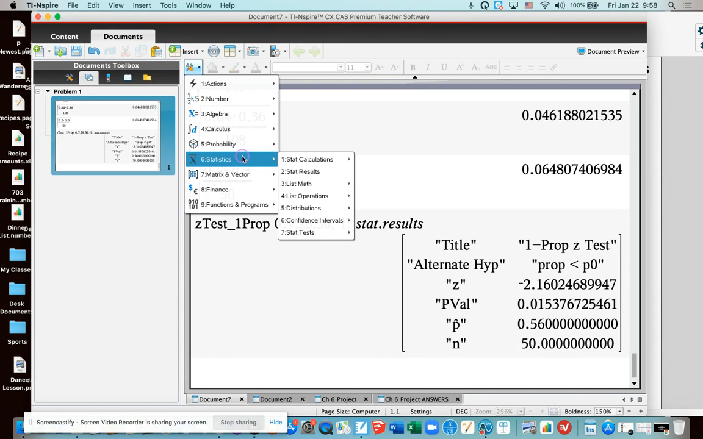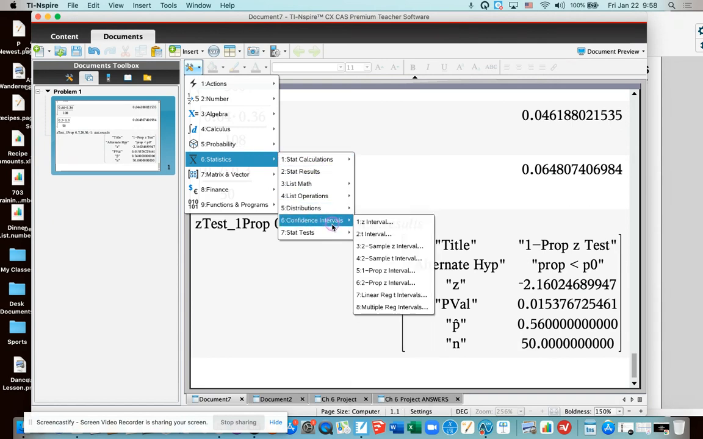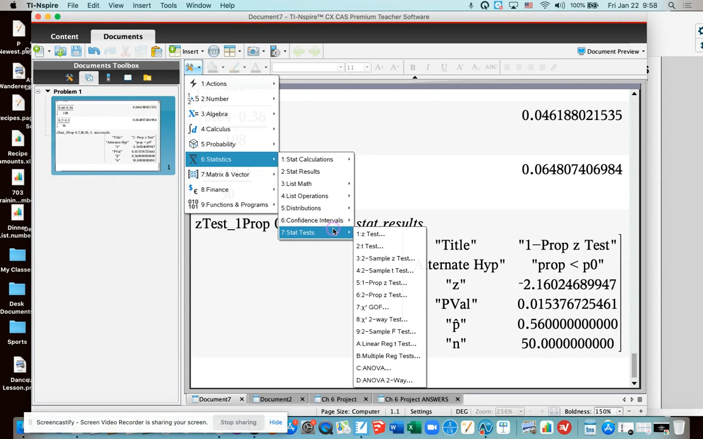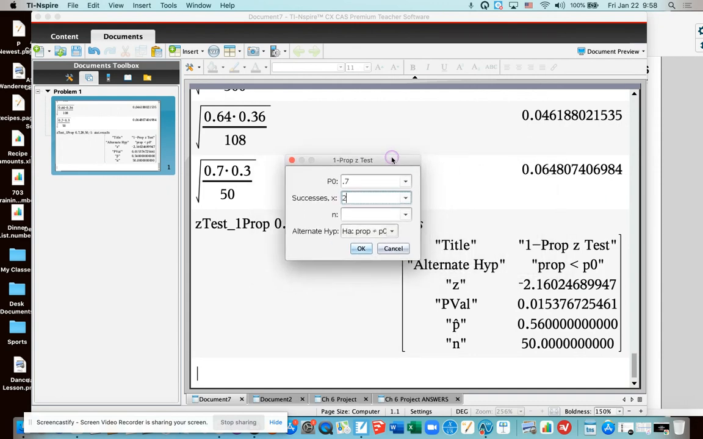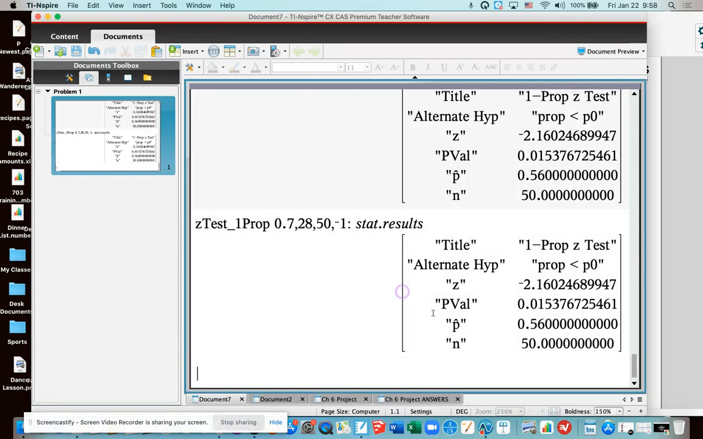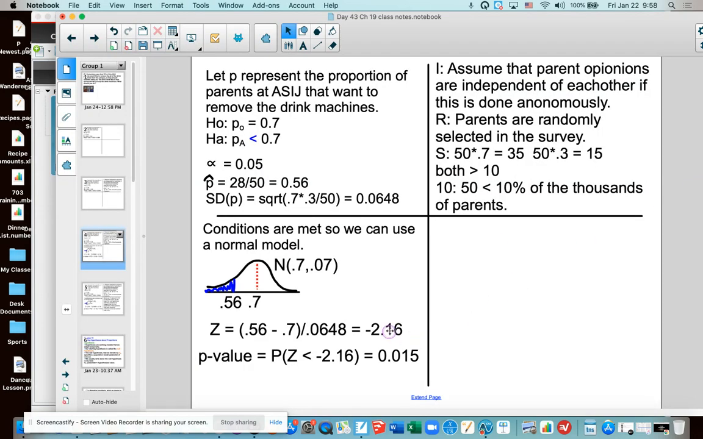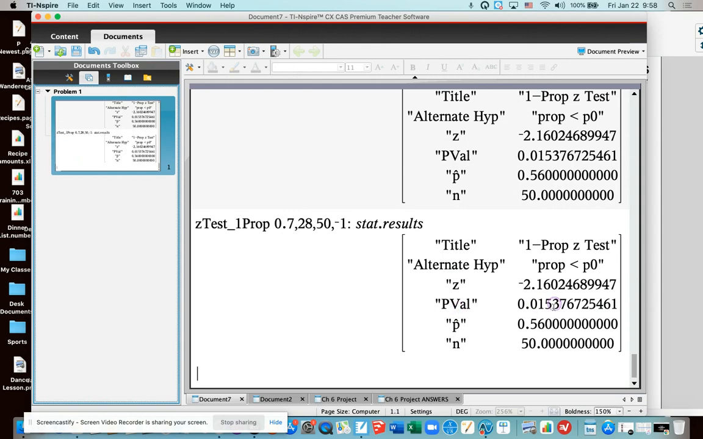So when you get in here, the statistics, down here, it has confidence intervals, and then you also have your stat test. And this is a 1 proportion z-test that we're doing right now. It asks you what's your null, so I put in my 0.7, and then we had 28 out of 50. I made that up, but 28 out of 50 people said that. Now you have to pick, is it greater than or less than? In this case, we think it's less than that. And then you do your results. It'll give you your z-score, 0.216, so you can check your work, right? And then it also gives you this p-value.